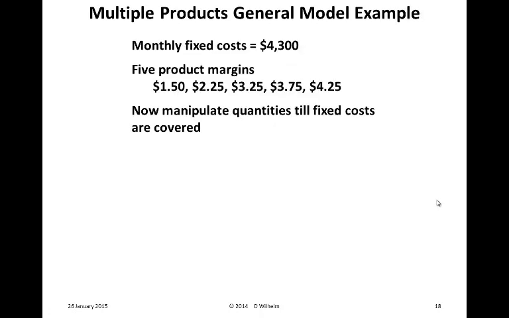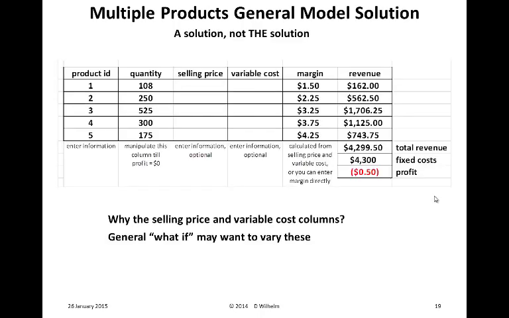Here's an example. Monthly fixed costs $4,300, 5 profit margins. Now I manipulate the quantities till the fixed costs are covered. And I did better this time. I actually got to where I'm just losing 50 cents a month.